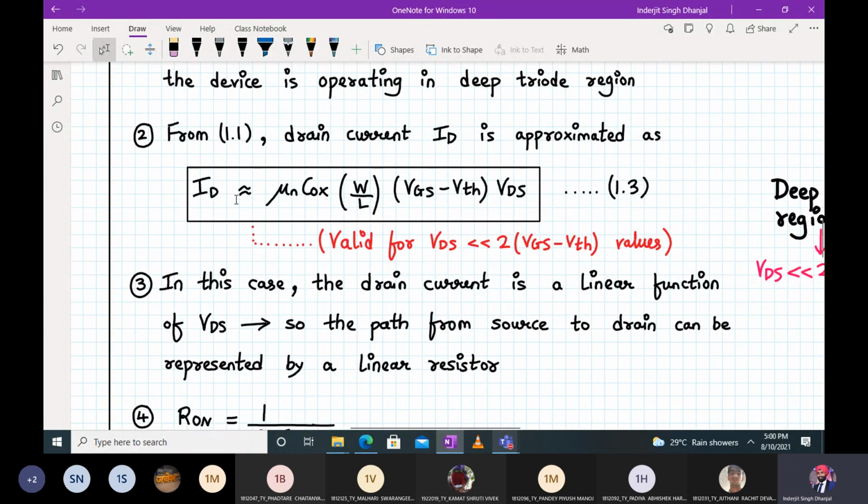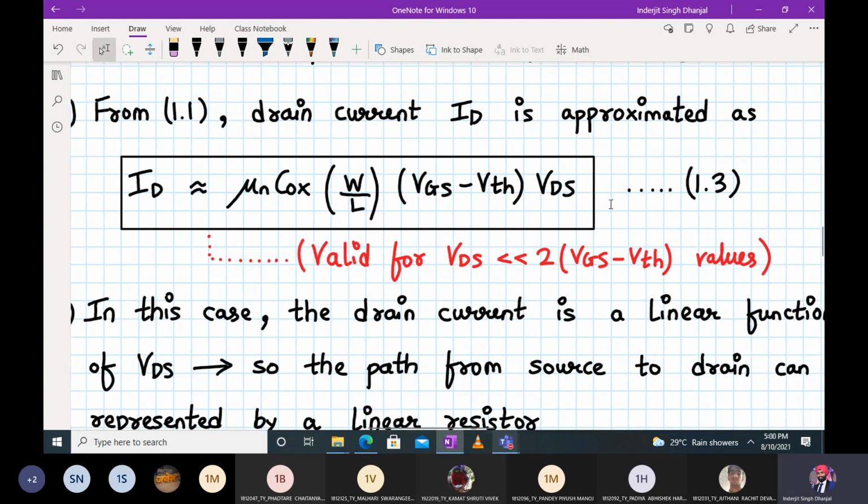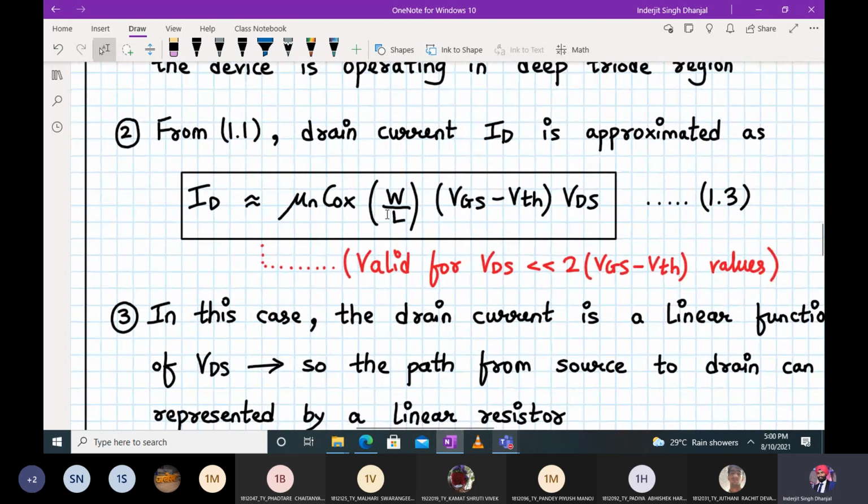So ID is approximately written as ID is approximately equal to mu n Cox W by L VGS minus VTH into VDS. Okay, it is valid only for this condition, for deep triode condition. Now, everyone following this, how we got this equation? Yes or no?